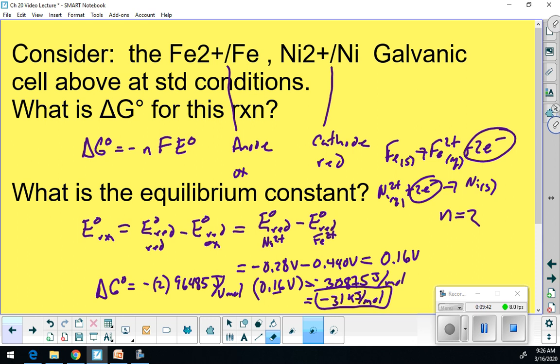Cool. And remember, we said when E is a positive value, that it is spontaneous. And recalling from our thermodynamics, a delta G negative is spontaneous. So it would make sense that my values between my E and my delta G are opposite signs. Okay, you guys do the next one. Bring me back when you're ready.